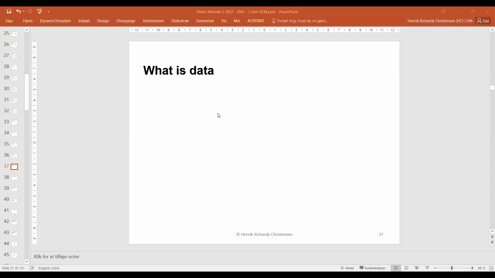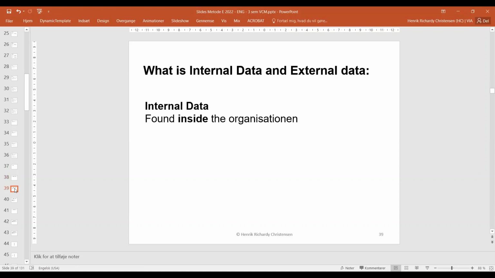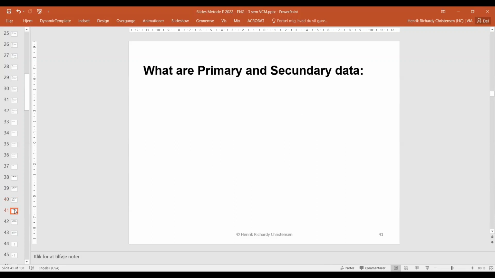So what is data? We talk about internal data and external data. The internal part is something that we find inside the organization, and I will get back with examples, etc. So this is just a way to organize data. It simply means how do we look upon data? And external data, those are data we find outside the organization. That's simply why we call them external to the organization.